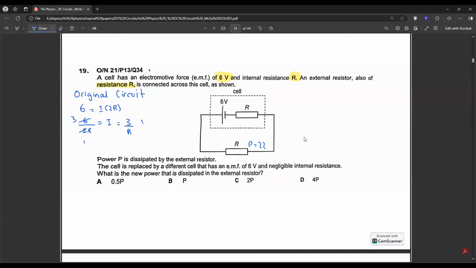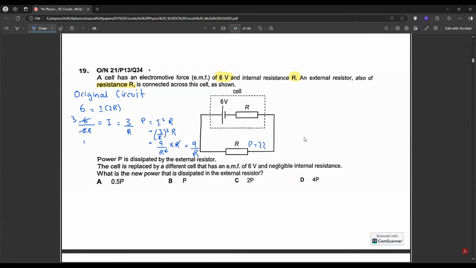Can you calculate the original power? Yes. Power is equal to I squared into R. I is 3 over R, squared, into R. This comes out to be 9 over R squared into R. R and R cancel out. 9 over R is your original power.